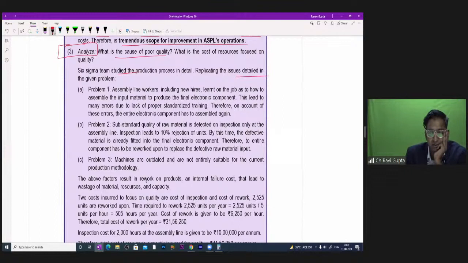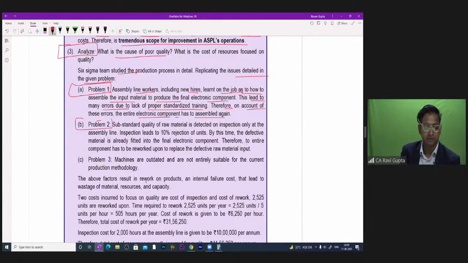So, replicating the issues detailed in the given problem. Problem number 1: assembly line workers, including the new hires, learned on the job how to assemble the input material to produce the final electronic component. This led to many errors due to the lack of proper standardized training. Therefore, on account of these errors, the entire electronic component has to be assembled again.